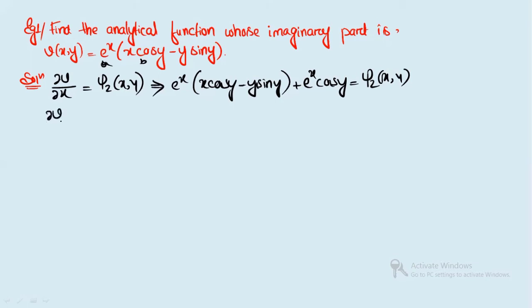Again, you will differentiate v with respect to y. So this will be equal to what? Psi 1(x, y). So differentiate with respect to y. So e to the power x is constant, right? So it will be outside. Now you see the first term, x cos y. With respect to y you have to differentiate. So x is constant. Cos y on differentiation will give you minus sin y.